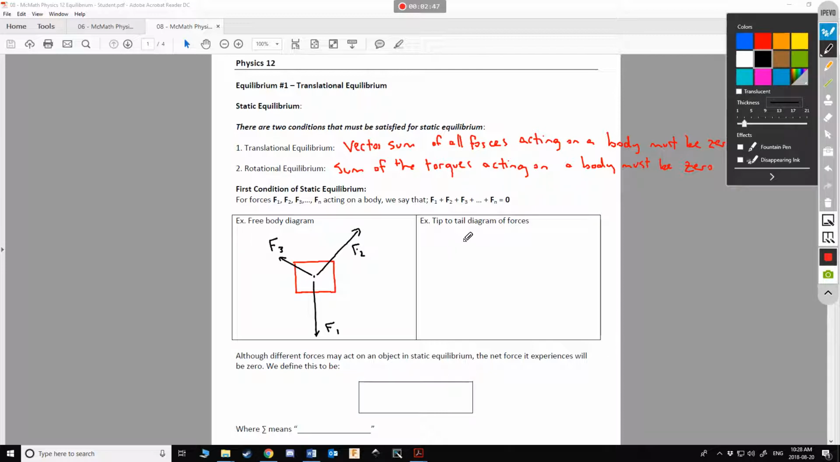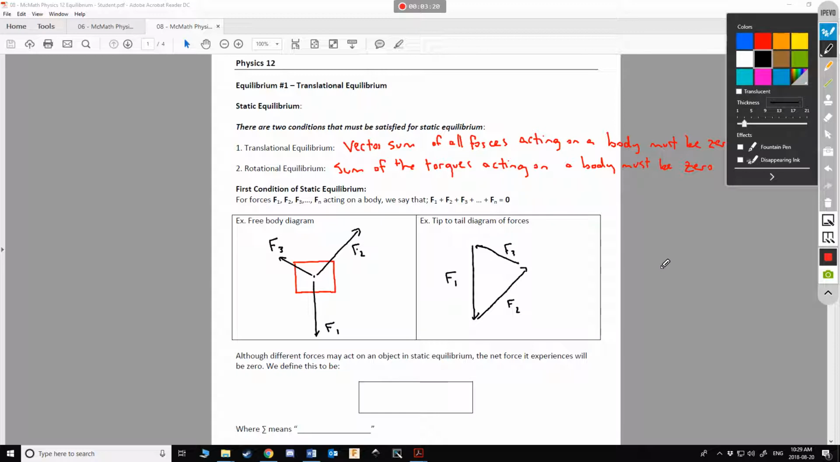And for a tip-to-tail diagram for forces, one way of knowing if the vector sum of all forces acting on the body is zero is that when I add up those three vectors, like F1 and F2 and F3, if the beginning and end meet up, that means I know the net force is actually zero. So F1, F2, F3.